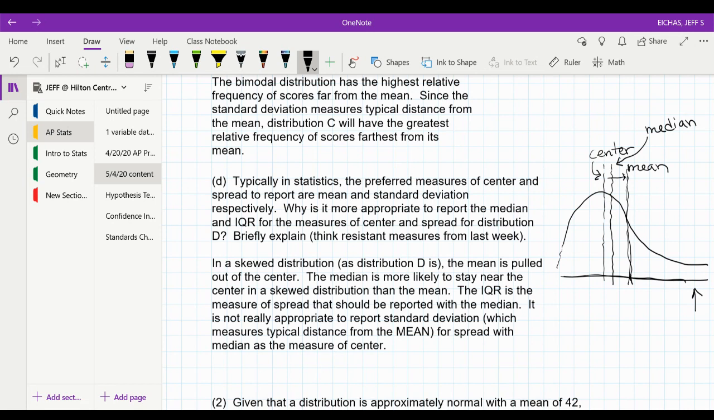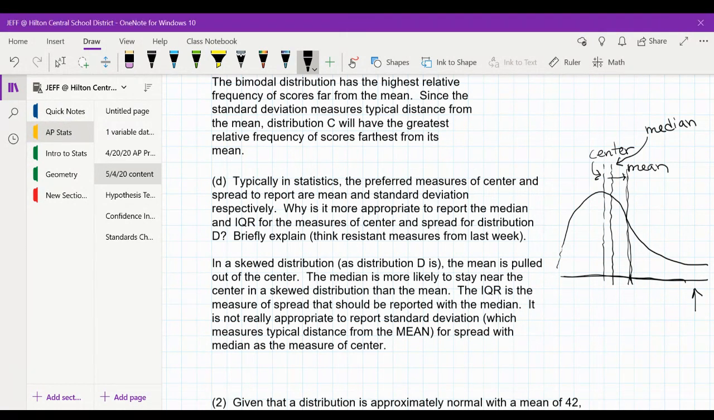Now, it's not really appropriate to report standard deviation with median. If you did, somebody would think, well, they really aren't using the right summary statistics together. If you're going to use median, you really should use IQR with it. If you're going to use mean, then it's appropriate to use standard deviation with it. So that's it for that first question.